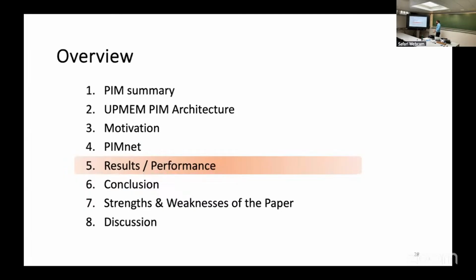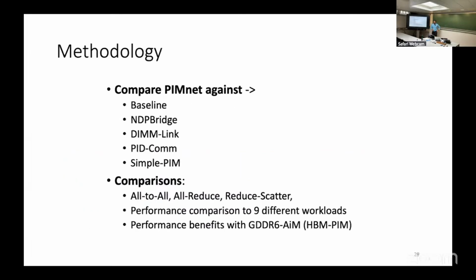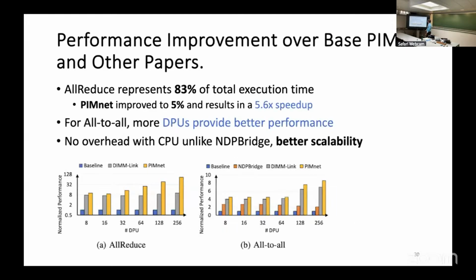All right, so results and performance. Quickly go into methodology beforehand. We're going to compare PIMnet against its UpMem base, as well as the 4 different other papers that I mentioned prior. These comparisons are mostly going to be with the all-to-all, reduce and reduce-scatter performance programs. And then it's also going to be compared with 9 different workloads. And then at the very end, I'm going to be explaining one other benefit, if you were to be using a different type of PIM architecture, not UpMem, but GDDR6 AiM, and how that could improve the performance even further. So moving on to these 2 first.